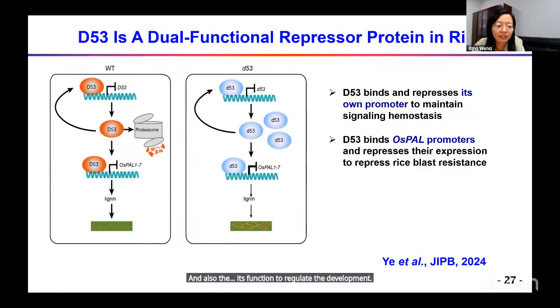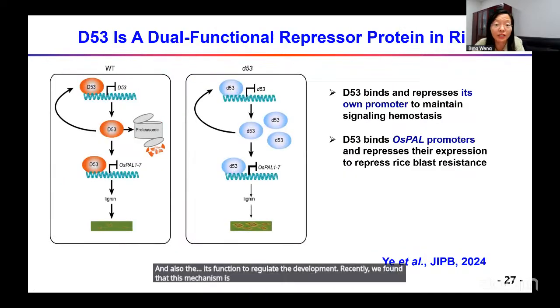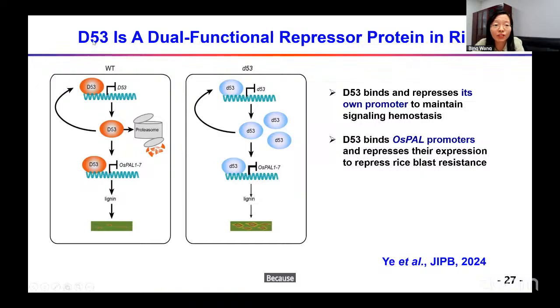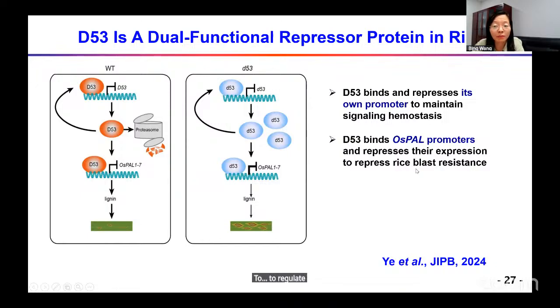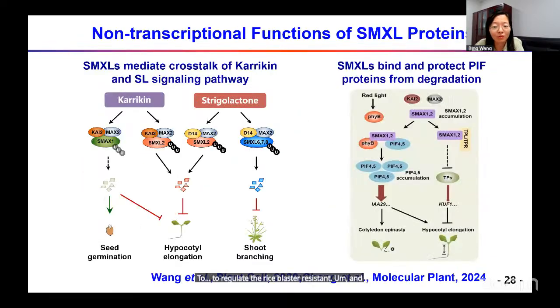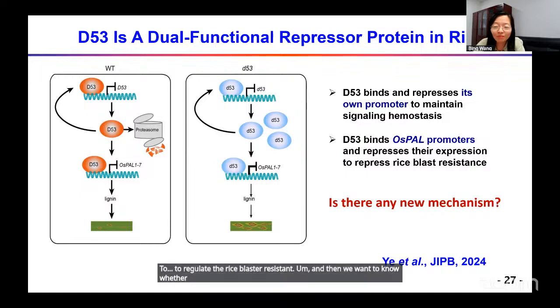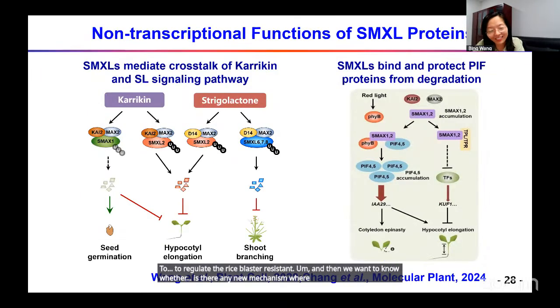Recently, we found that this mechanism is conserved in rice, because the D53 protein in rice is the repressor protein. It can directly bind its own promoter to repress its own expression, and it can also directly bind OsPAL genes to regulate rice blast resistance. And then we wanted to know whether there is any new mechanism. Yeah, the answer is yes.